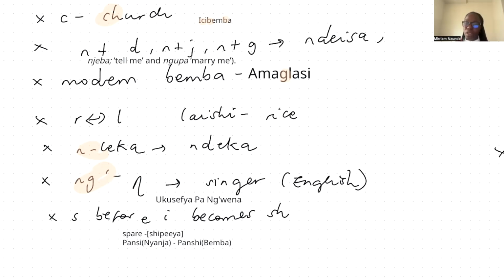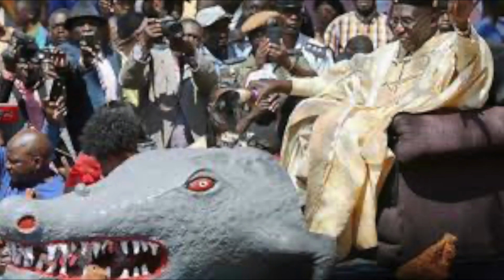And then the NG with an apostrophe letters are pronounced in a similar way to singer in English. So the traditional ceremony for the Bemba people in Zambia is called Ukusefia Pangwena. And Wena means crocodile.